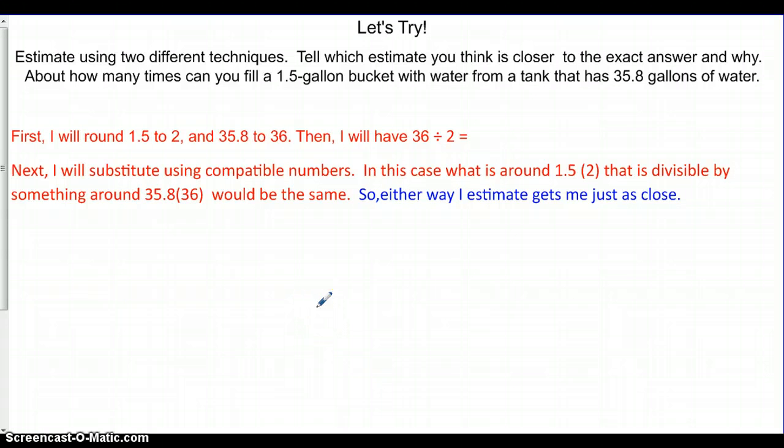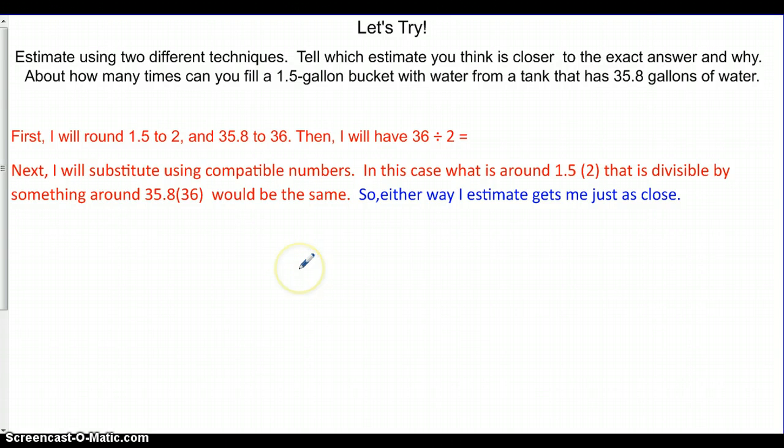Let's try. Estimate using two different techniques. Tell which estimate you think is closer to the exact answer and why. About how many times can you fill a 1 and 5/10 gallon bucket with water from a tank that has 35 and 8/10 gallons of water? First, I will round 1 and 5/10 to 2 and 35 and 8/10 to 36. Then I will have 36 divided by 2, which equals 18.